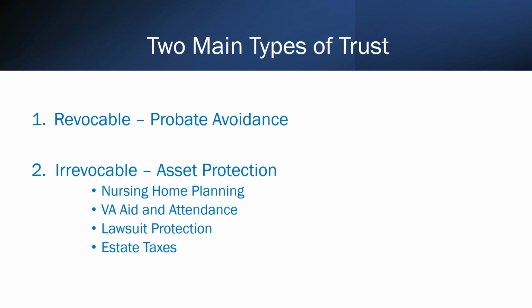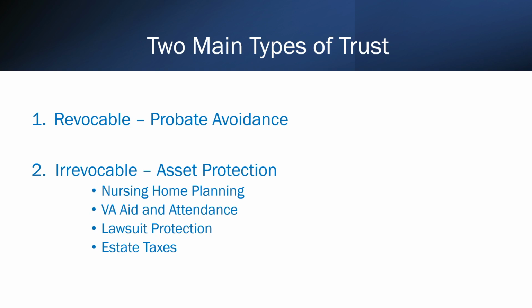Now, a revocable trust does not protect assets. It does not protect you from lawsuits and estate taxes and those types of things. It is strictly designed for probate avoidance. So the second type of trust we see is the irrevocable trust. An irrevocable trust, and there are a lot of different types of irrevocable trust, typically is set up for asset protection. So from nursing home planning, VA aid and attendance, lawsuit protection, and estate taxes. These are some of the things that an irrevocable trust may be set up to help you plan for.